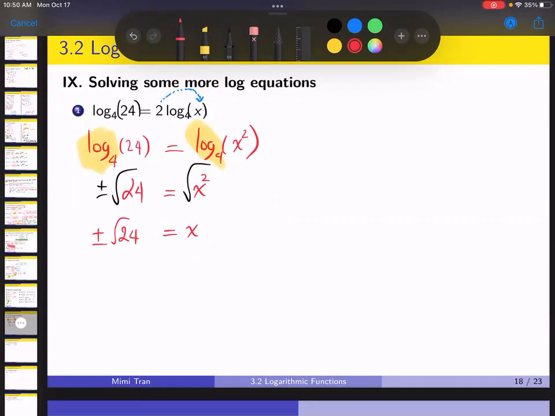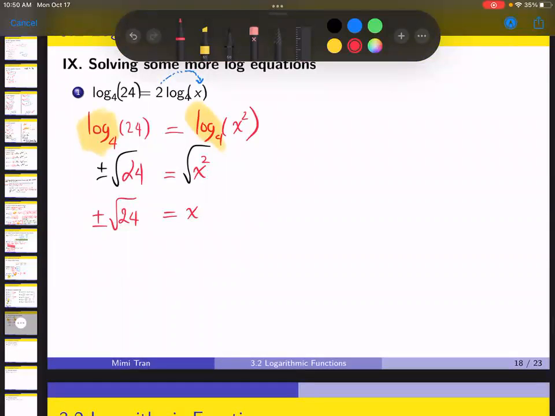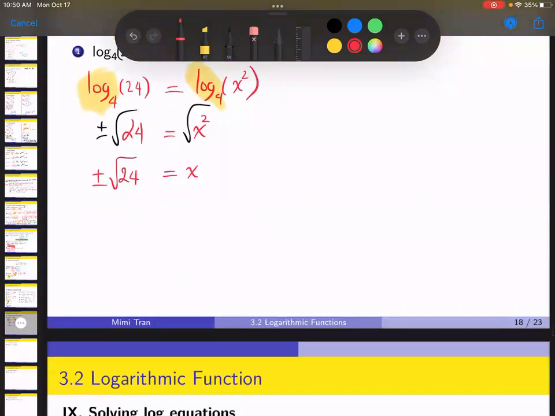Okay, someone simplify root 24 for me. Still an exact answer, but I just don't like root 24. You still can simplify it. It's 4 times 6, which is 2 root 6, right? Yeah.